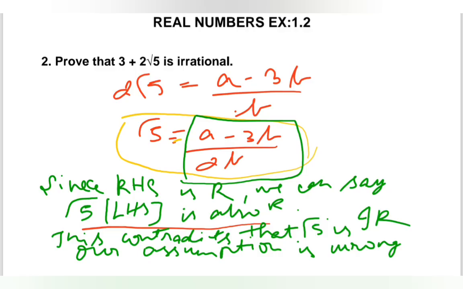Therefore 3 plus 2 root 5 is irrational. Hope you understand, hence proved. So let's jump into another sum. The second exercise of this chapter consists entirely of proofs by contradiction. We have to prove all these sums. In this exercise, we only have proving sums, that is, contradiction.